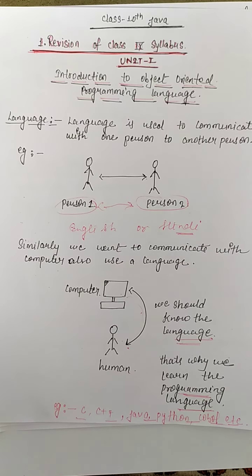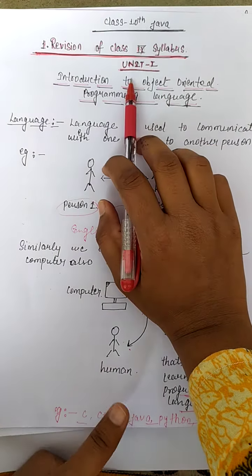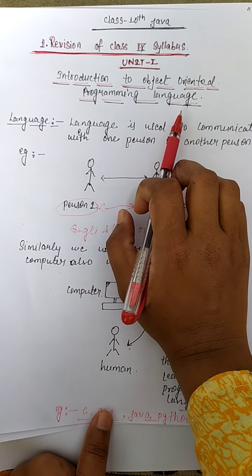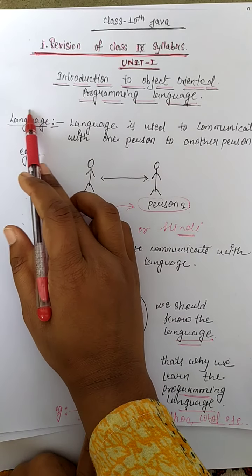Welcome everyone. Today I am starting the chapter 1 revision of class 9 syllabus, and in chapter 1 there are total 8 units. First unit is introduction to object oriented programming language. Firstly we discuss about the language.